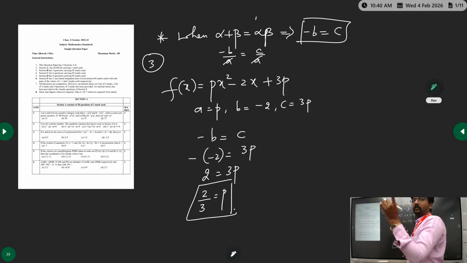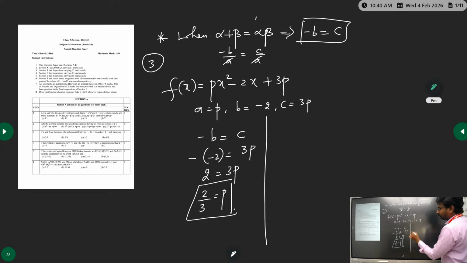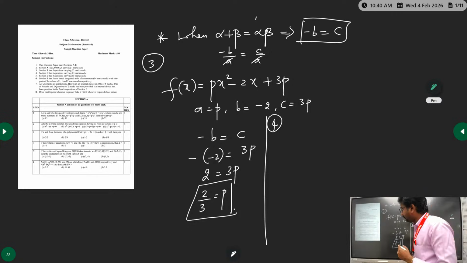If anybody wants to write it down, quickly write it down. Meanwhile, others, question number 4 you can try. What is question number 4? Yesterday we have done it.